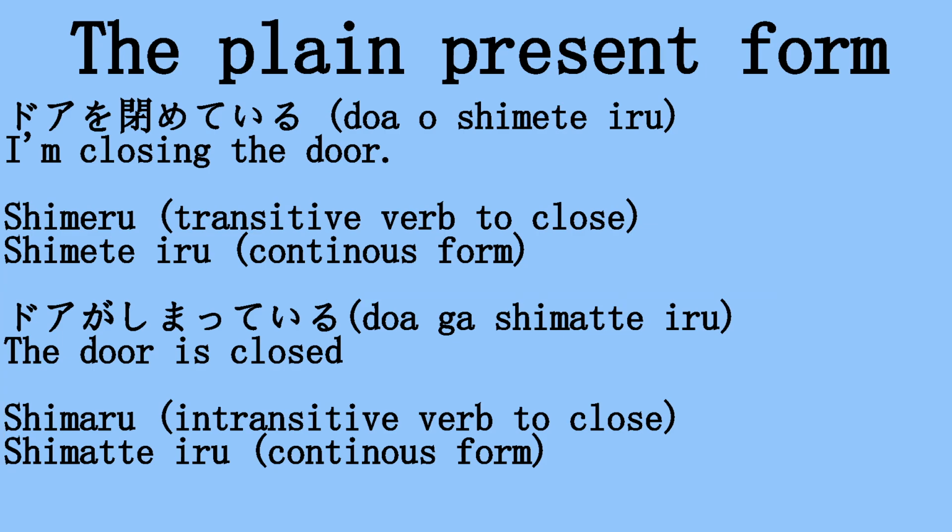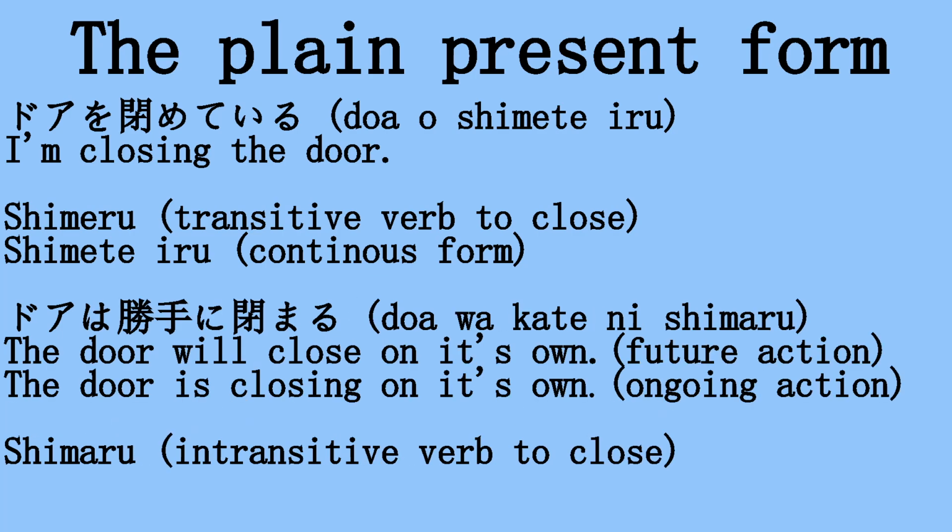For transitive verbs, the continuous form is being used for an action that is ongoing at the moment. With intransitive verbs, it's being used for an action from the past that is continuing now in the present or the future. If you want to state an ongoing action for an intransitive verb, you use the dictionary form. Doa ga shimaru, the door is closing. However, be careful, this also can mean the door will close depending on the context.